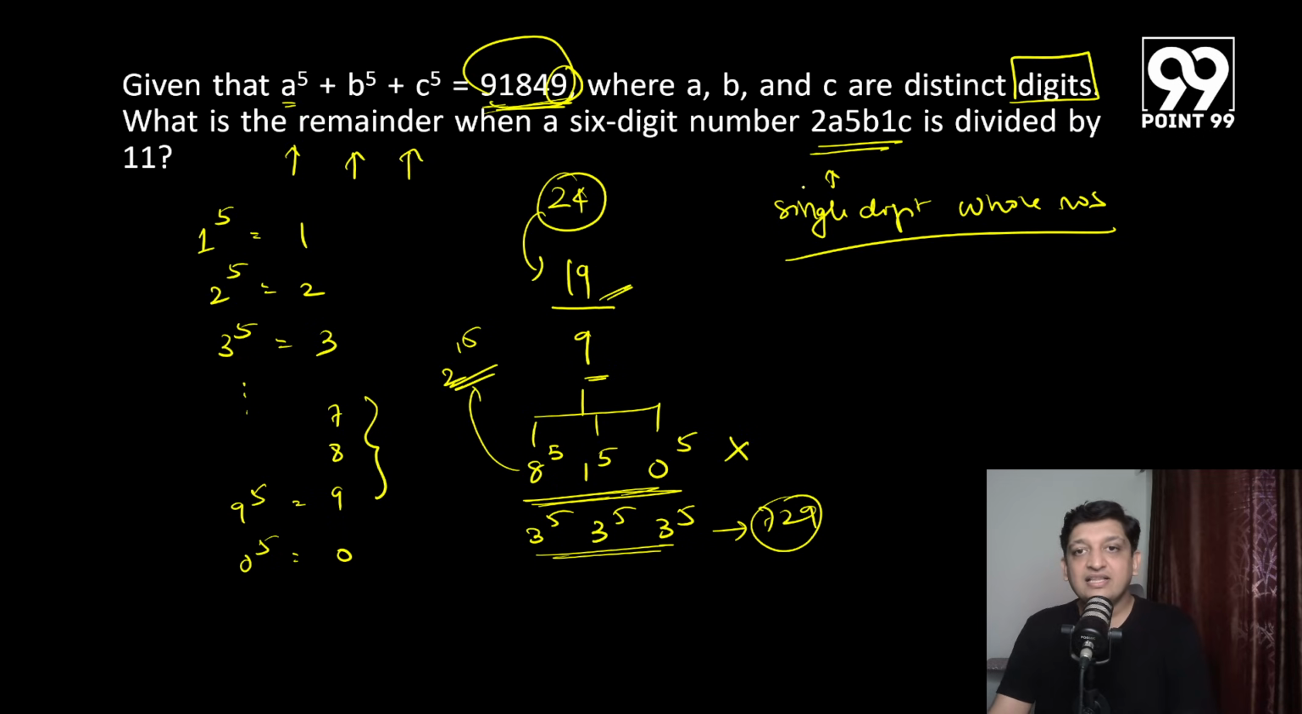That will tell us that the value of a plus b plus c has to be equal to 19. We need not find the actual value. We can just say that a plus b plus c equals 19.